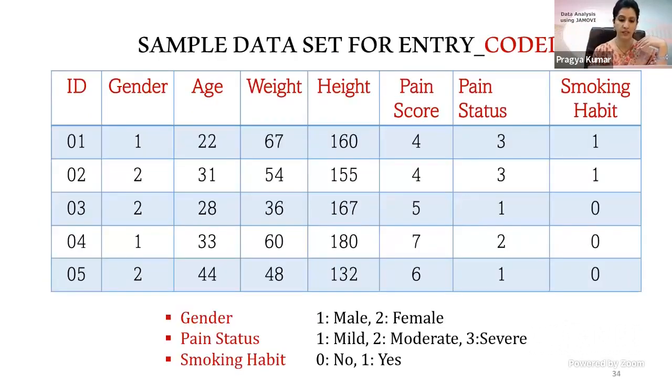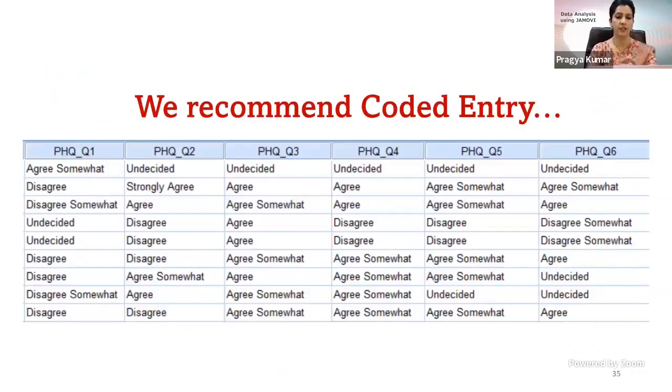So that's why it is better that you give some code to gender, pain status, and smoking habit. Like you can see 1 and 2, male and female for gender, 1, 2, and 3, mild, moderate, severe, and maybe smoking habit 0 for no and 1 for yes. So we recommend a coded entry.